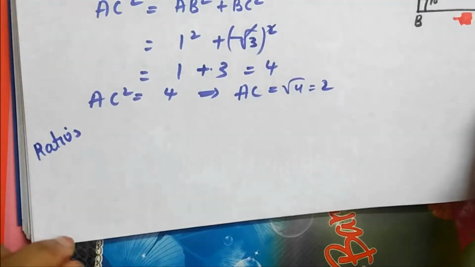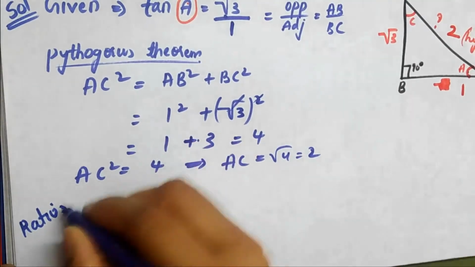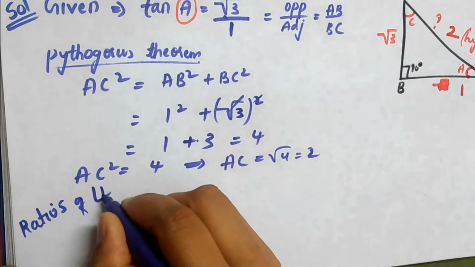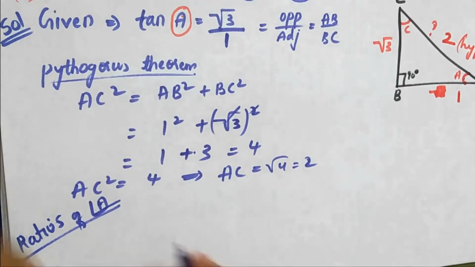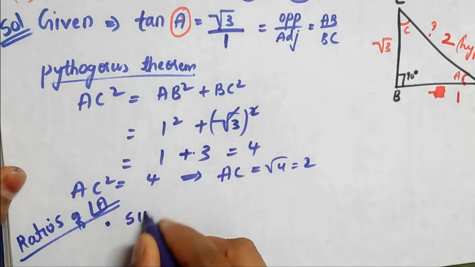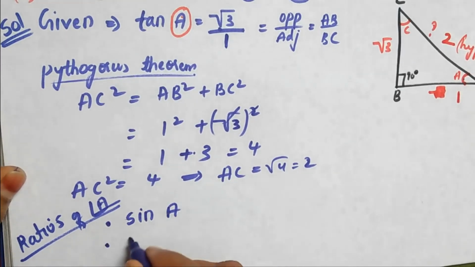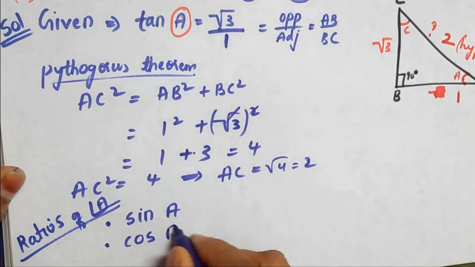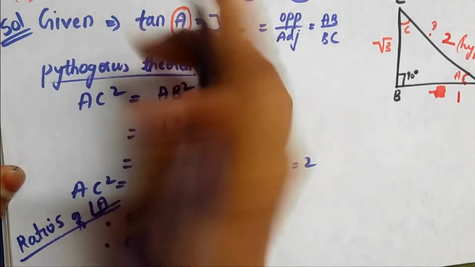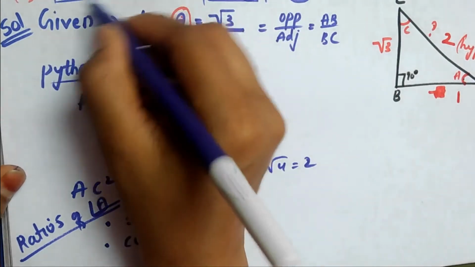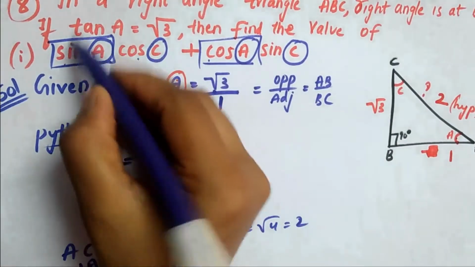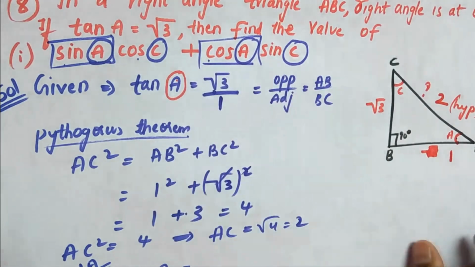Ratios of angle A. What is the ratio that they are asking? Sin A. And what is the other ratio we need to find out? Cos A. They are asking sin A and cos A, right? So let's first find these two ratios.